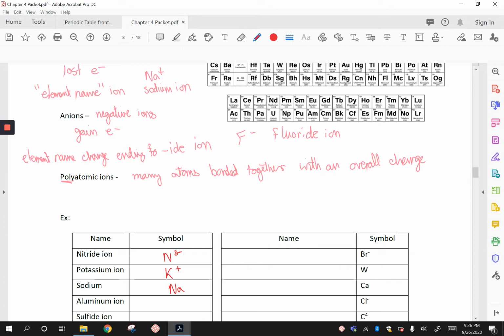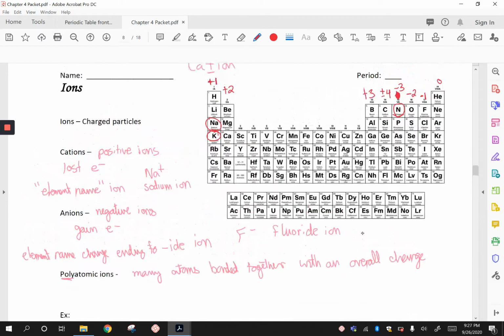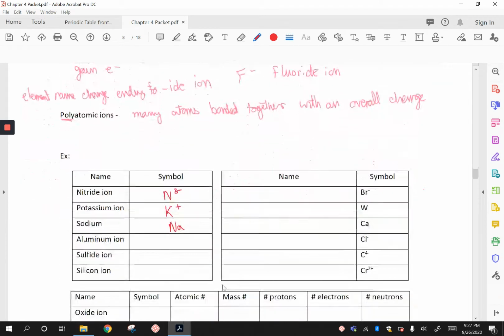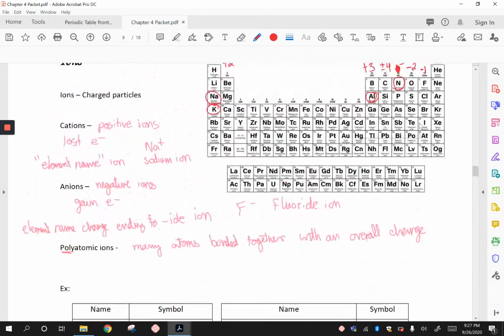Okay, next one, aluminum ion. Where is aluminum? Aluminum is right here, and so that gets a +3 charge. So Al3+. Sulfide ion. Sulfide comes from sulfur right here. So -2.